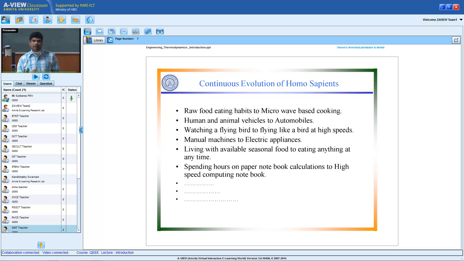I'm not saying that all the developments are positive and good. There could be negative consequences. Even those negative consequences can be well understood if you learn this particular science in a more complete way. And you know, instead of spending hours on an ordinary notebook calculator, you have such sophisticated computing notebooks, you have the entire world in front of you. All these things are for the sake of development.